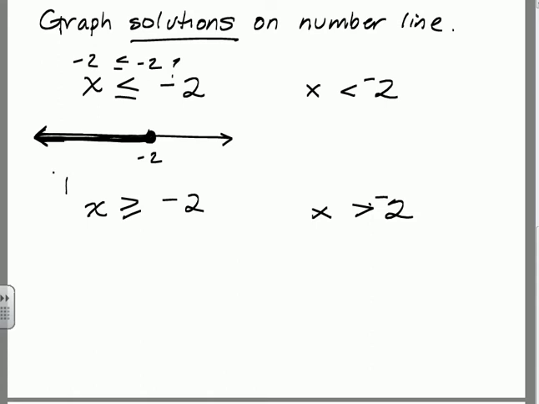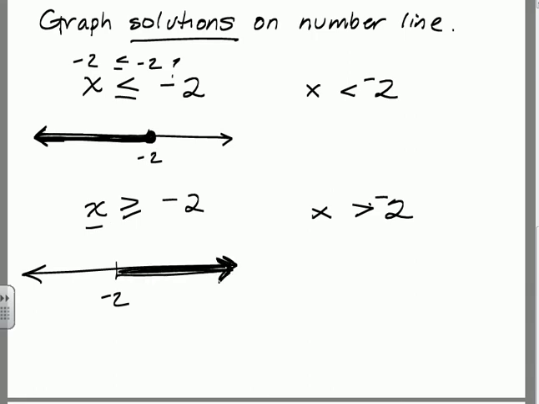Okay, next one. Let me get some of this out of the way. So again, here's our graph. What's the only number we care about? -2. I'm just going to throw that -2 on down there. Where do we find the numbers x that are greater than or equal to -2? Well, all of those numbers are to the right, so we color that in.